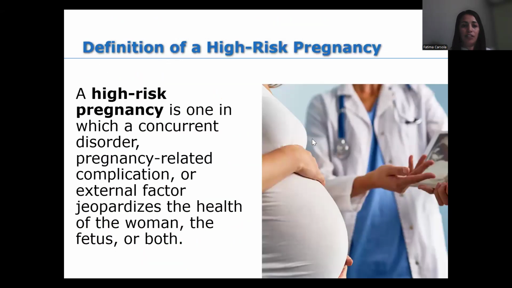First, we'll talk about the definition of a high-risk pregnancy. When we say it is a high-risk pregnancy, it is one in which a concurrent disorder, pregnancy-related complication, or external factor jeopardizes the health of the woman, the fetus, or both. So anything that would give the pregnancy a complication, whether it affects the mother only, the baby only, or both the mother and the child. It could be a disorder of the mother before she gets pregnant, or a disorder that she developed during pregnancy, or a complication that she developed after pregnancy.